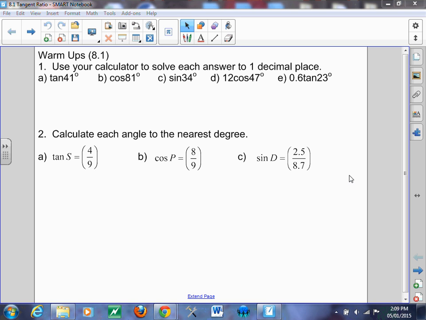Class, and welcome to lesson 8.1. Today we're going to get into SOHCAHTOA and take a look at the trig ratio, the tangent trig ratio.